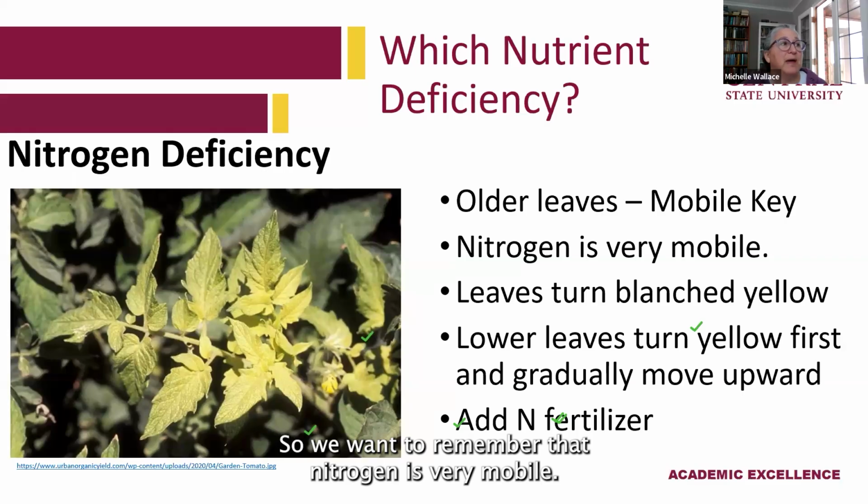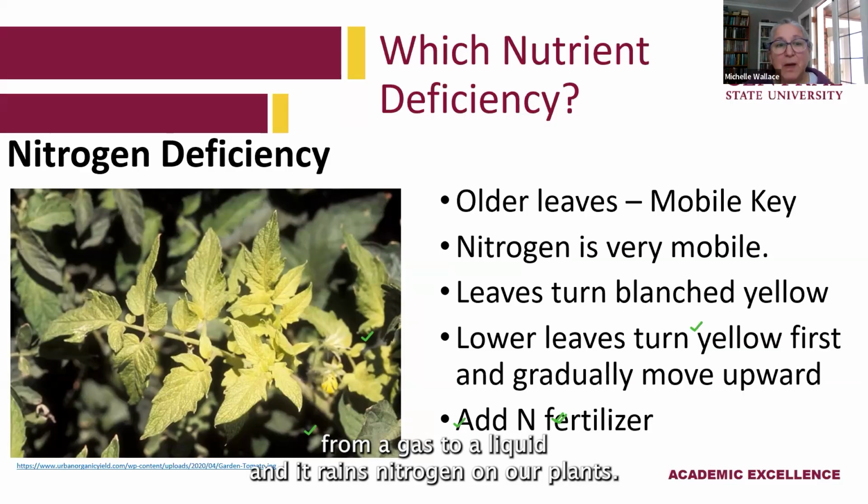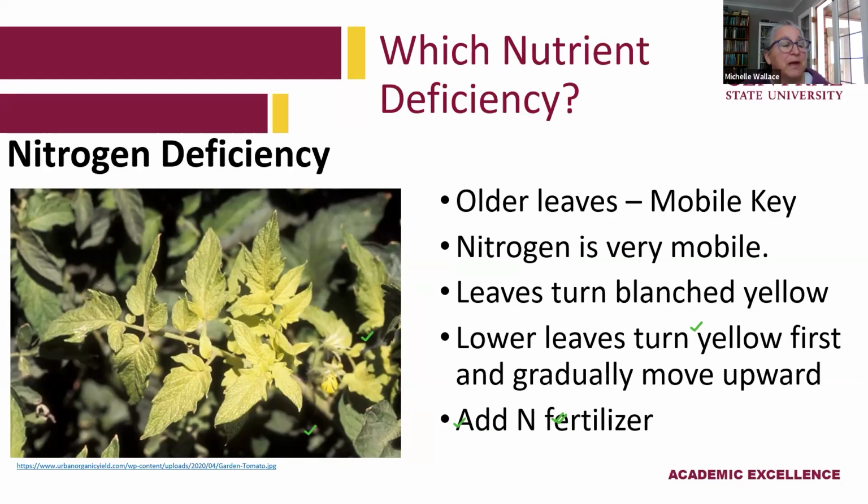So we want to remember that nitrogen is very mobile. It goes from a gas in the atmosphere to a liquid on a dime. So every time it rains, nitrogen is converted from a gas to a liquid, and it rains nitrogen on our plants, and the roots of those plants take up that nitrogen. So when we see a nitrogen deficiency in a plant, what could be the causes of that? Did it rain?